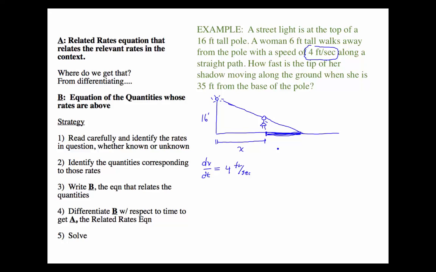And we have to be especially careful. Now it says, how fast is the tip of her shadow moving? Again, how fast the tip of her shadow moves is also going to be a distance. If you just focus on the tip of her shadow, you'll never get that there's some distance that's changing at a rate that we're trying to find. So what distance is it? Is it this distance right here?